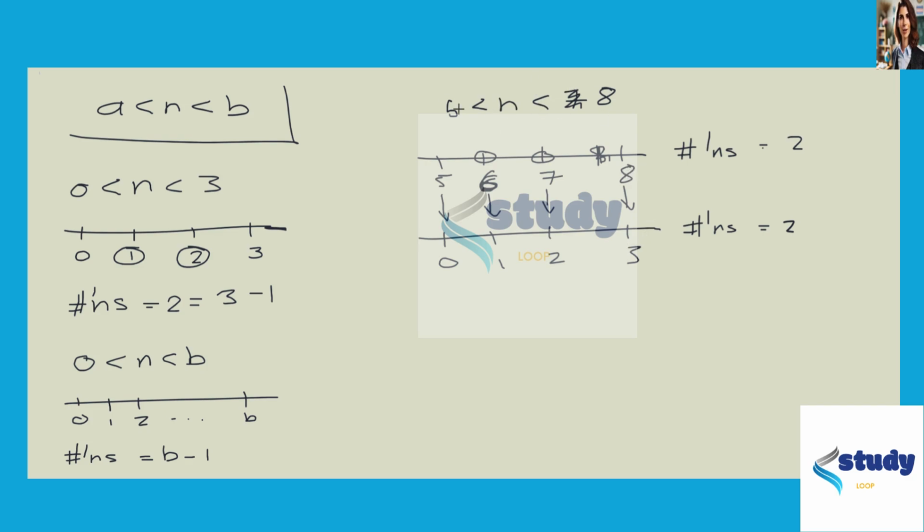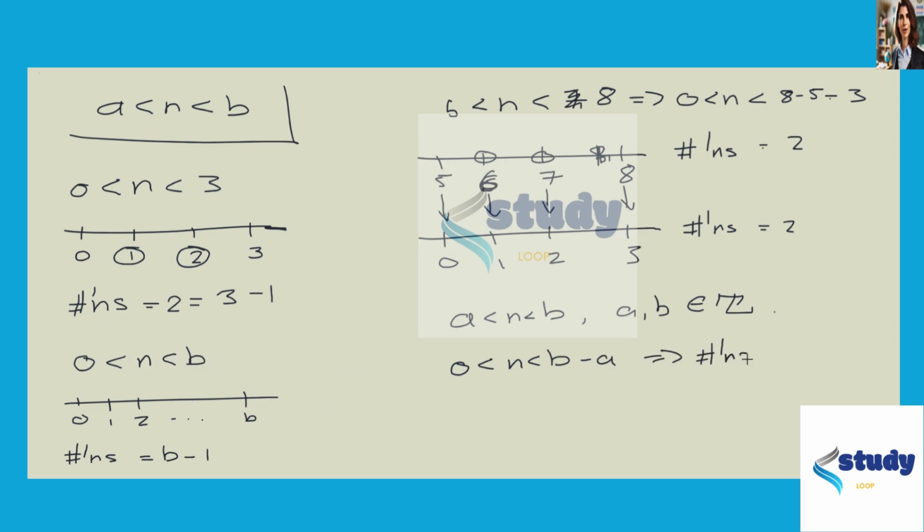So instead of looking between 5 and 8, what we'll do is we'll look between 0 is less than n is less than 8 minus 5, which is 3. So then when you have in general a is less than n is less than b, for a and b some integers, what we'll do is we'll subtract a from everything. So we can bring down everything to a, so b minus a. Now we go back to this formula again where we subtract 1, and then the number of n's is just b minus a minus 1.